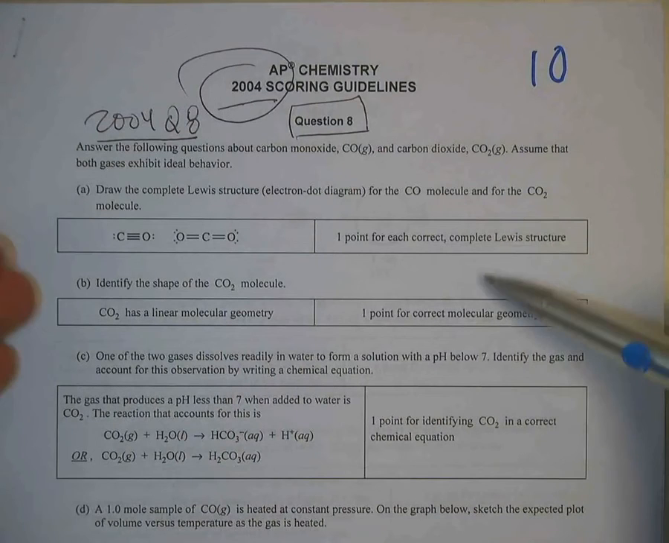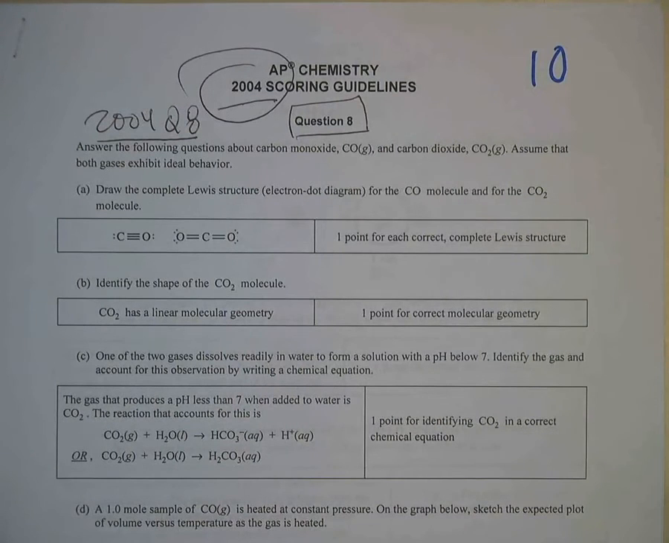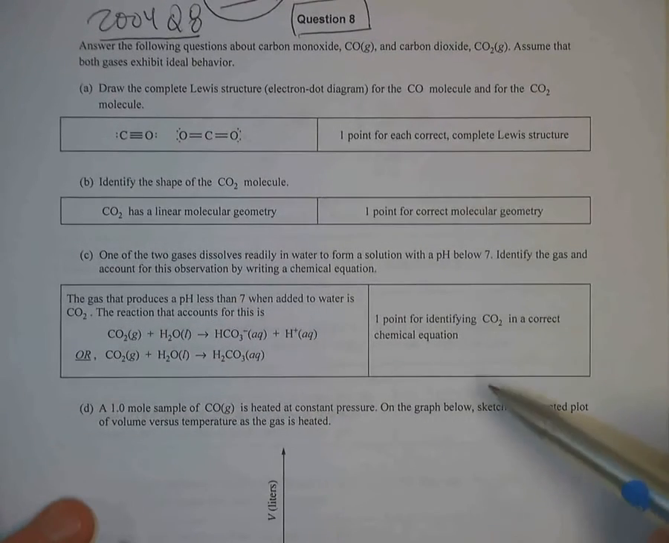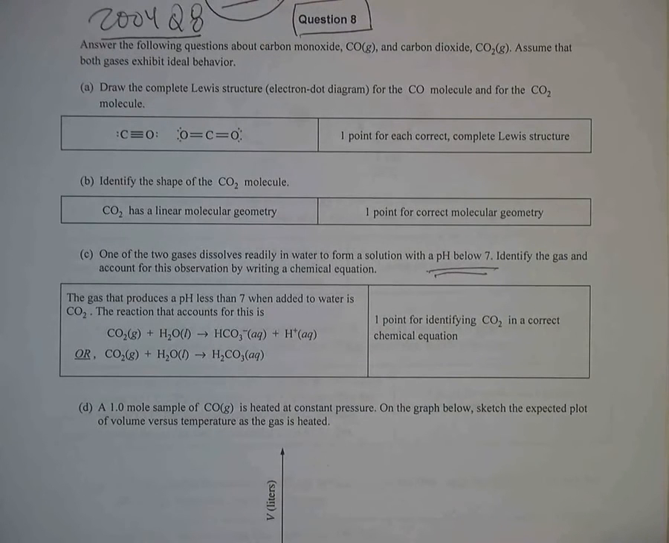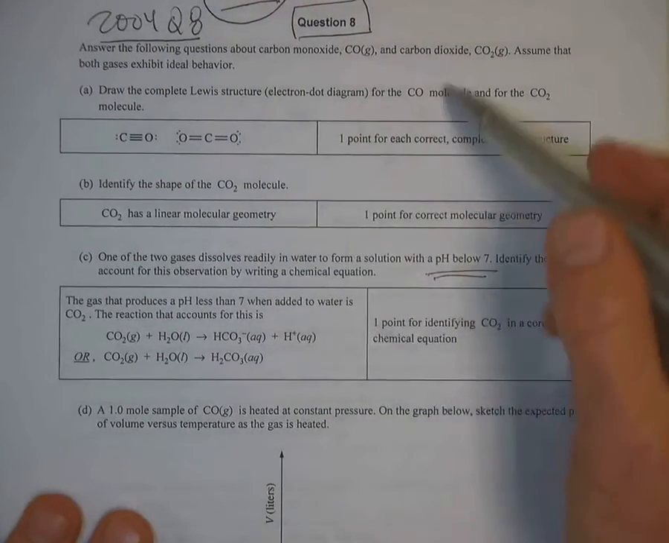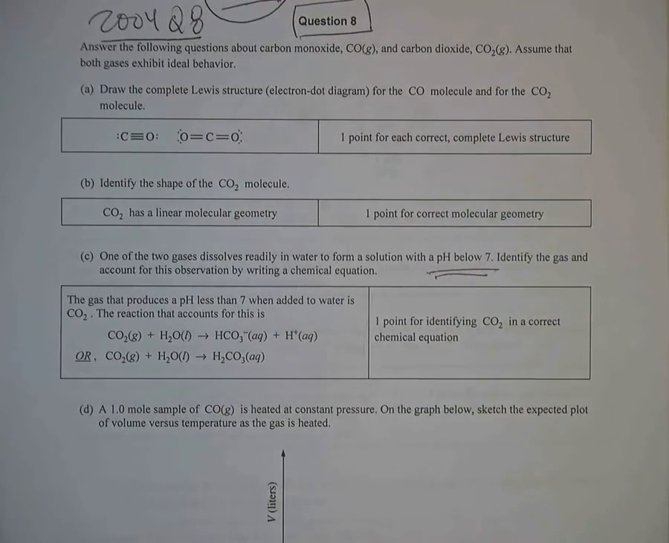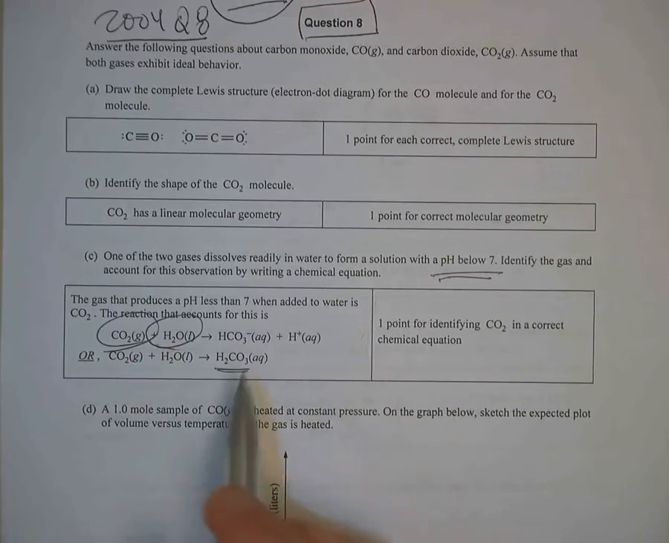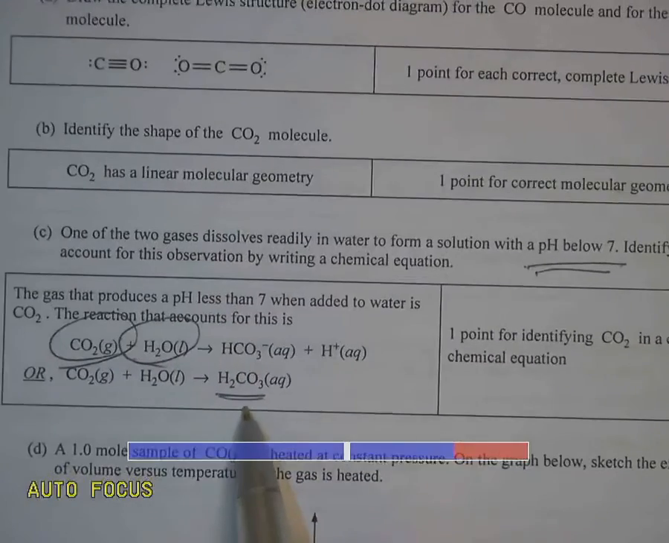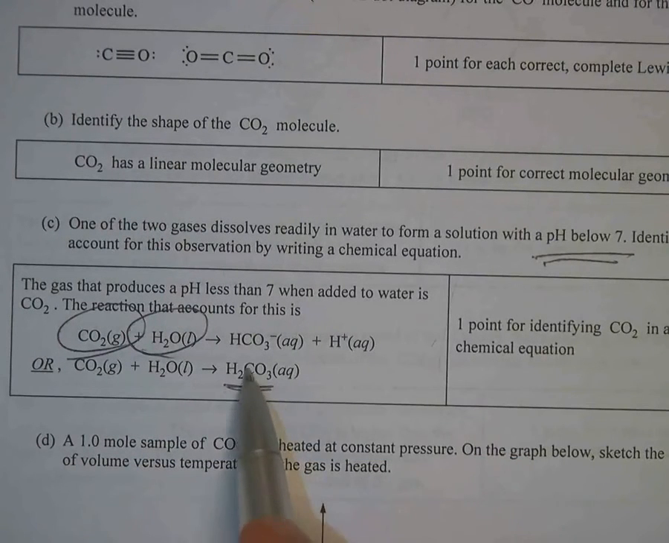I'm not going to do A, B, or C because those have to do with drawing Lewis dot structures and identifying shapes, and that was in chapters 8 and 9. And then this one right here, identifying a pH, that's actually chapter 17. But it's a good time to review everything because obviously all of these things are going to end up in one question for you too. And so you can see that carbon dioxide, when it dissolves in water, forms H2CO3. This is a good reaction to remember. And that's, of course, a weak acid, and so the pH is less than 7.